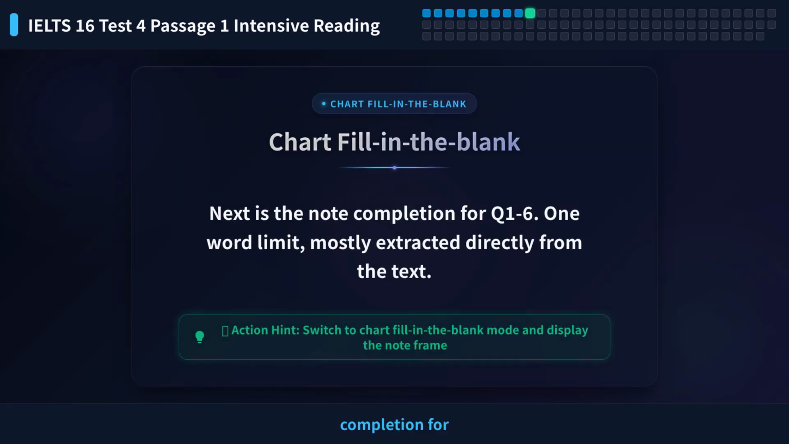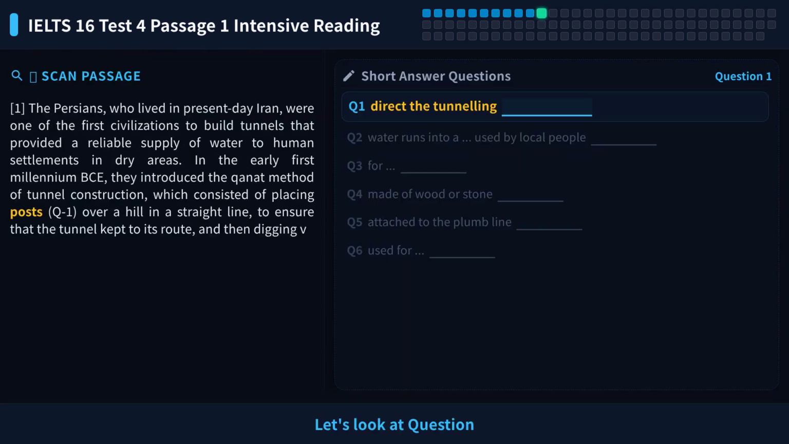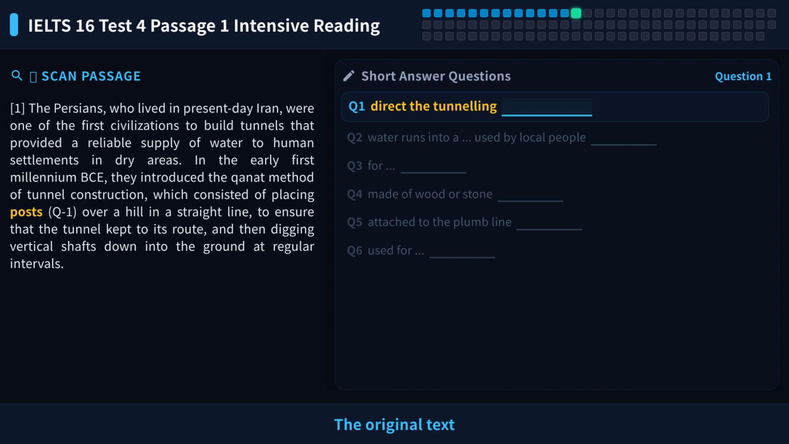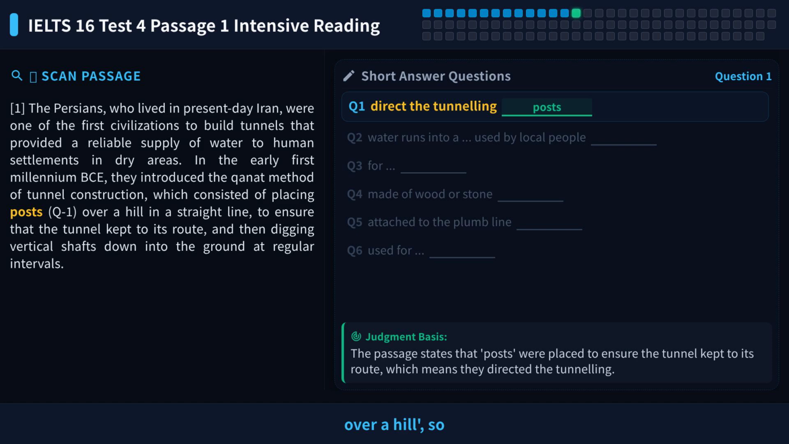Next is the note completion for Q1-6. One-word limit, mostly extracted directly from the text. Let's look at question 1. We need to find the blank that describes the tunnel construction method. The blank comes after placing and before over a hill, so we need a noun here. Let's locate paragraph 1 and look for a noun related to placing and over a hill. The original text says placing posts over a hill, so posts is the noun we need. This word is directly given in the text. So the answer to question 1 is posts.